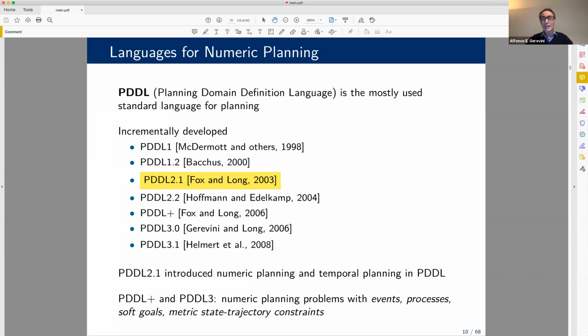I should say that there are other, enhanced versions of the language like PDDL+ and PDDL 3 that have additional features regarding numeric planning and numerical information. We can include numbers in the specification of exogenous events, processes, soft goals, and state trajectory constraints. But given the limited time that we have, we decided to focus on the core of numeric planning. And so we will skip the advanced features of PDDL+ and PDDL 3 in this presentation.